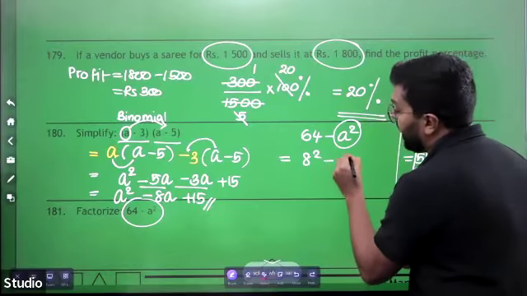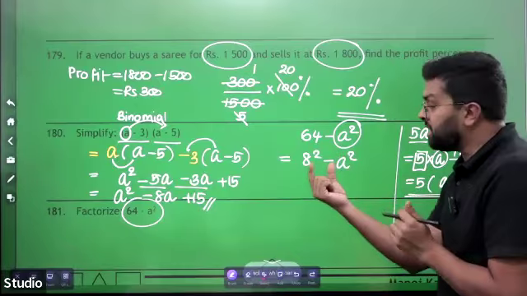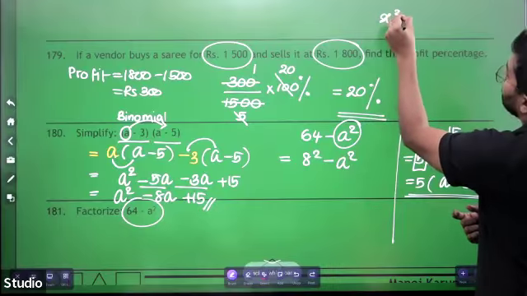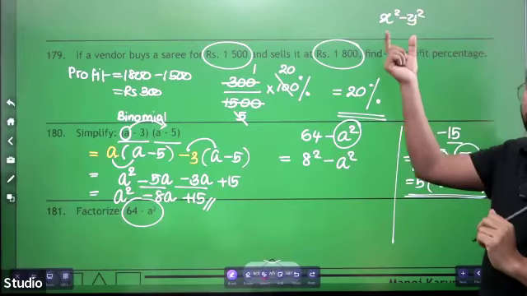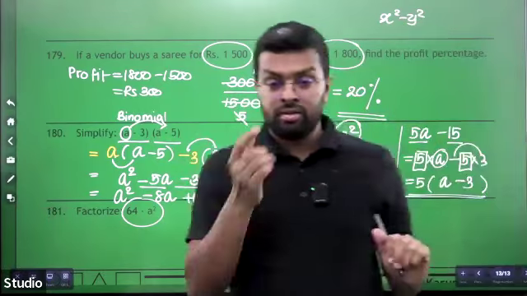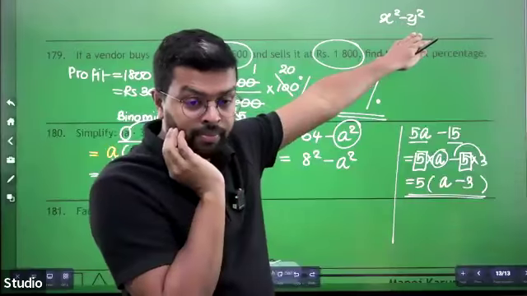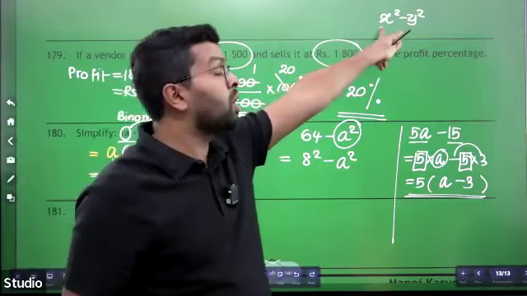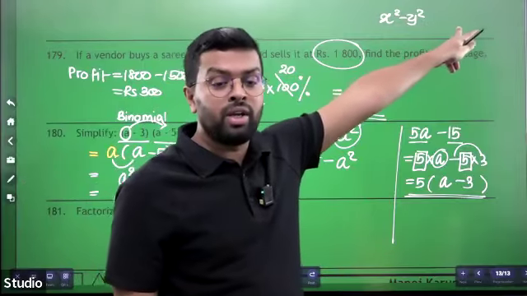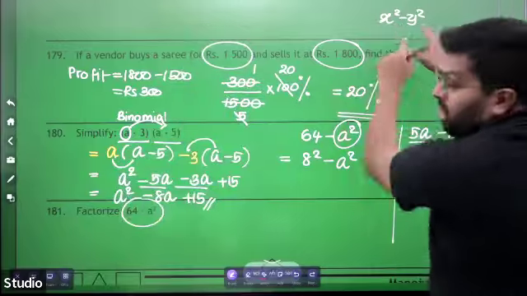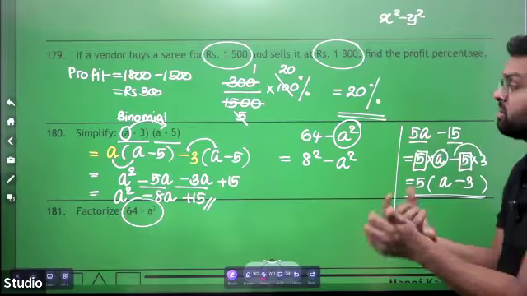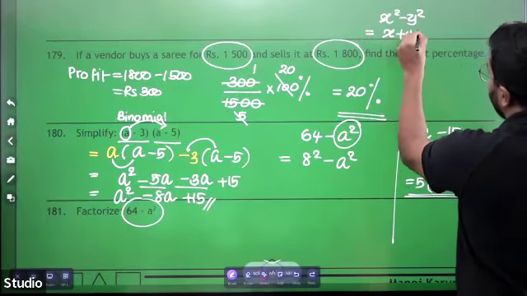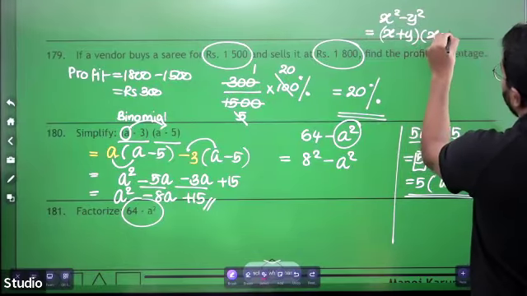And then we have minus a squared. 8 squared minus a squared. X squared minus y squared. Can you remember this part when we were learning factors? Right? So when we were learning this lesson, how did we factorize this kind of an algebraic expression? This is called a difference between two squares. This format we call the difference between two squares. So how do we factorize this kind of algebraic expression? x plus y times x minus y.